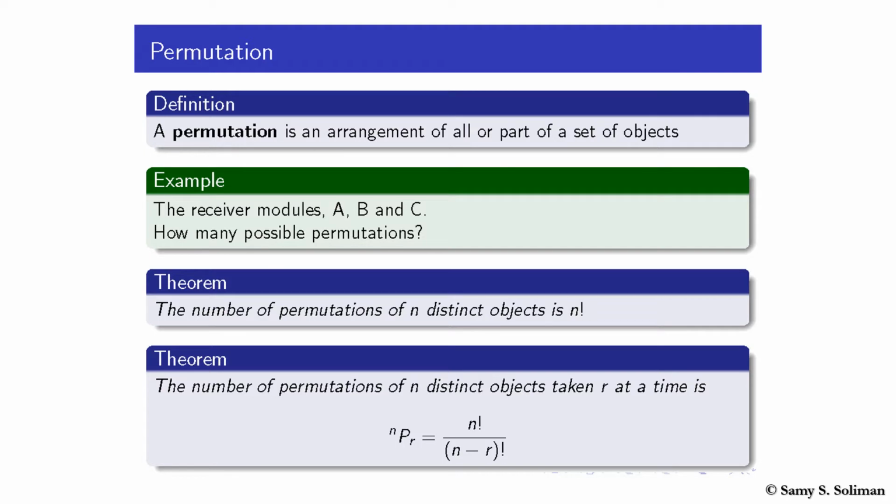Next, let's go to the definition of permutation. Permutation is an arrangement of all or part of a set of objects. So we better understand this through an example.